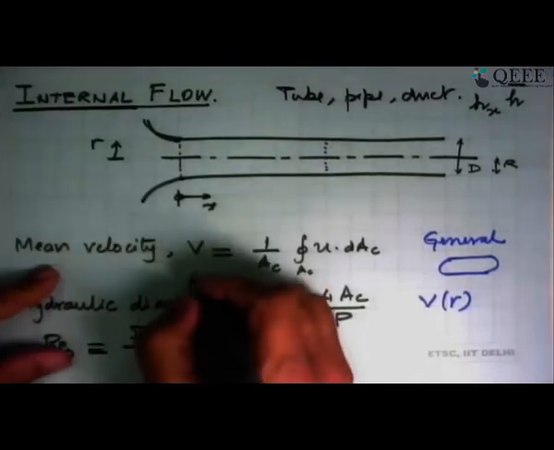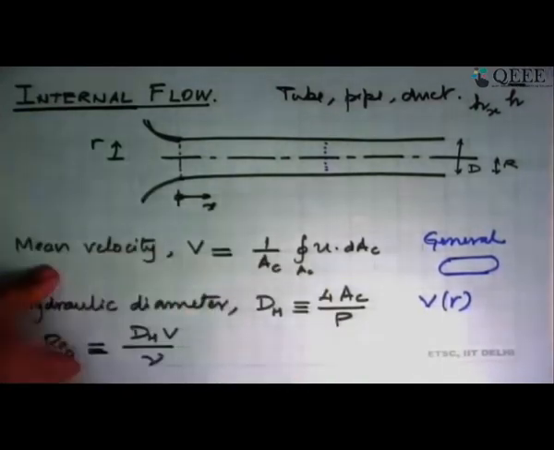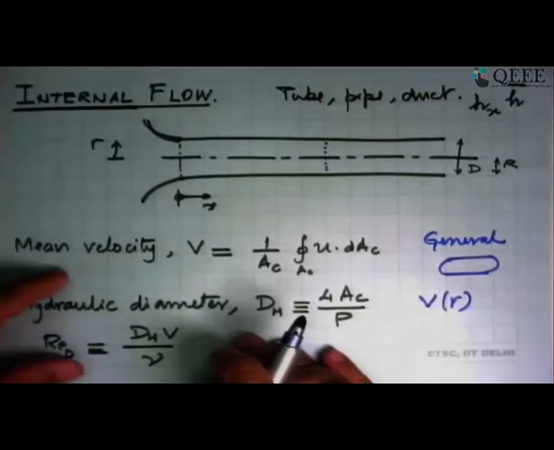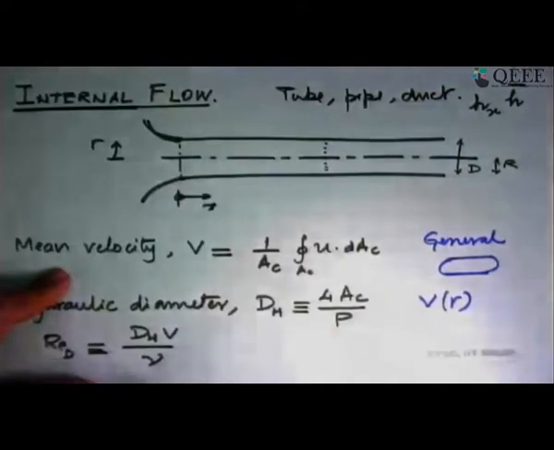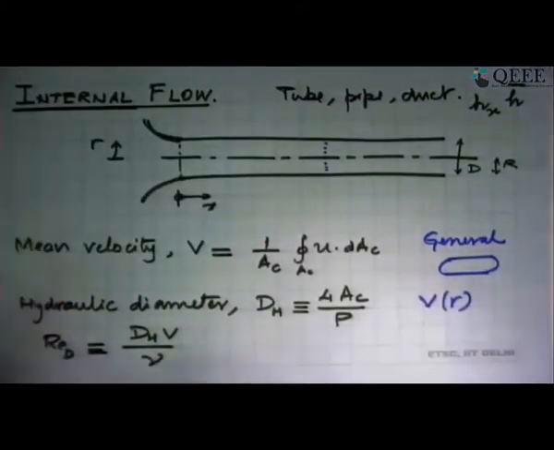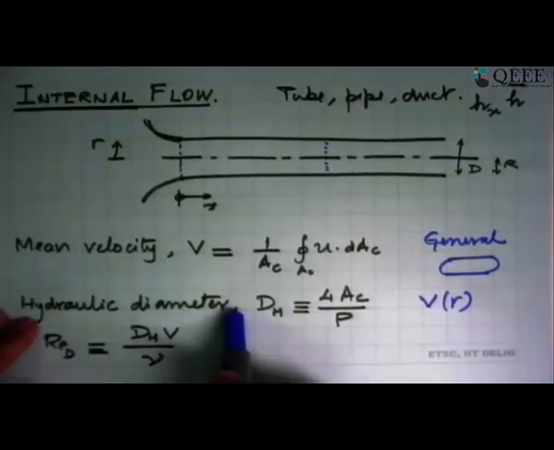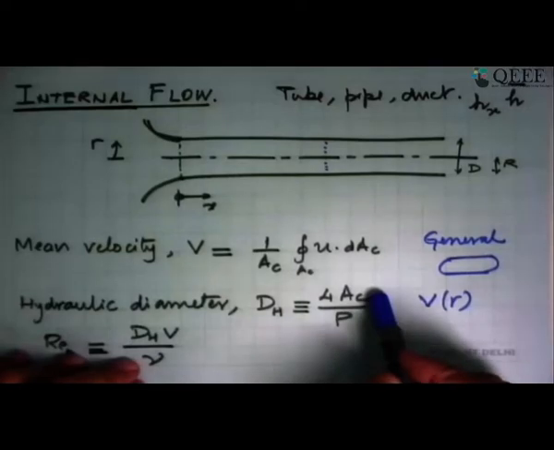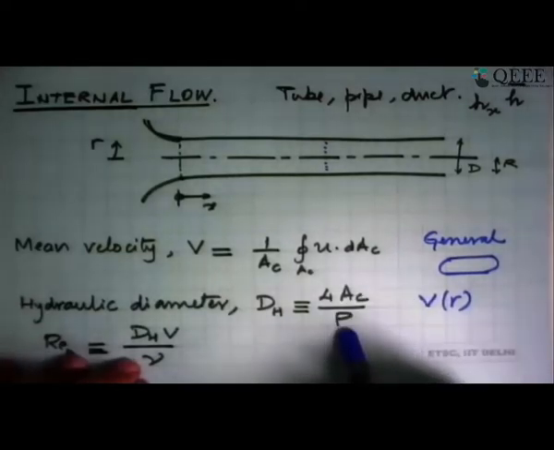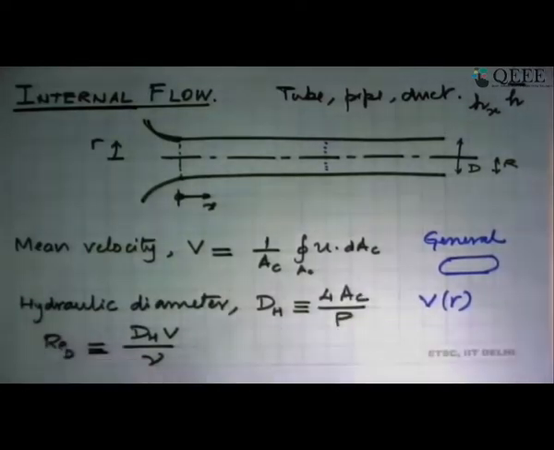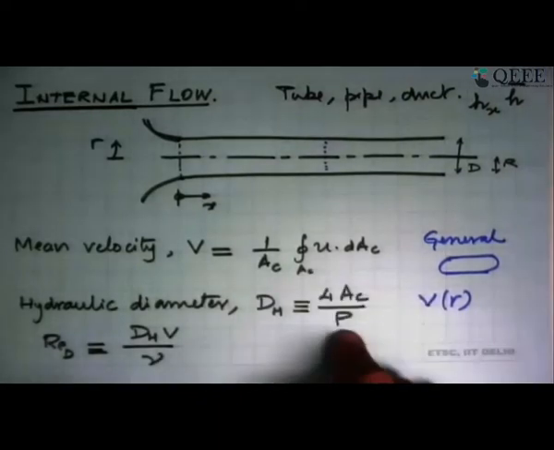This is constant for a given tube. It's a constant, a number only, and the distribution is not something that we are worried about. The second thing you have learned in fluid mechanics is the definition of the hydraulic diameter, which is 4 times the wetted area divided by the perimeter. Okay, so the area of cross section divided by the wetted perimeter.